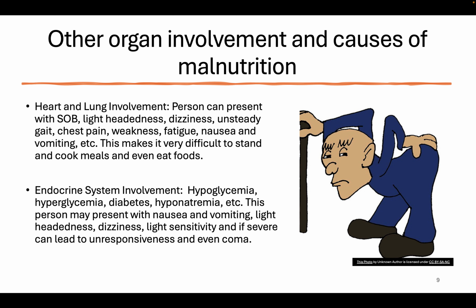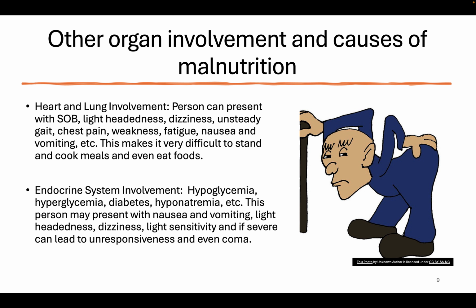Other organ involvement and causes of malnutrition: heart and lung involvement. A person can present with shortness of breath, lightheadedness, dizziness, unsteady gait, chest pain, weakness, fatigue, nausea and vomiting, etc. This makes it very difficult to stand for long periods of time, to cook your meals, to go grocery shopping, and it even wears them out to even eat their foods.